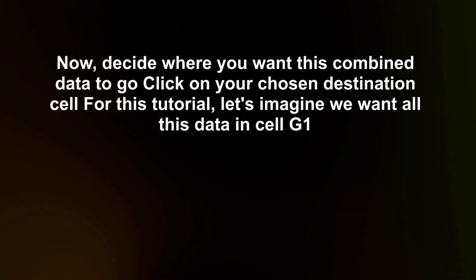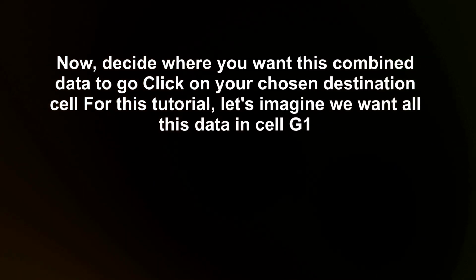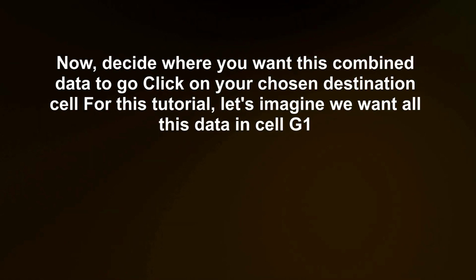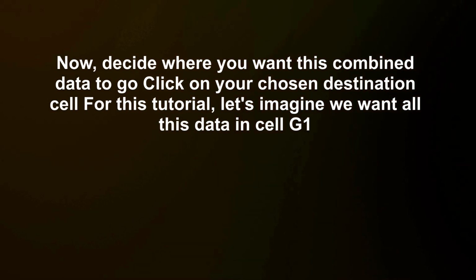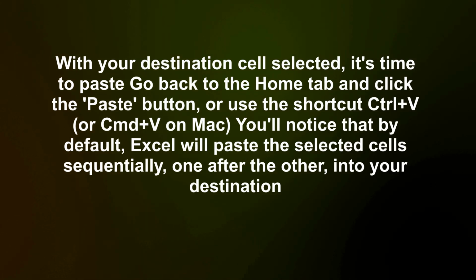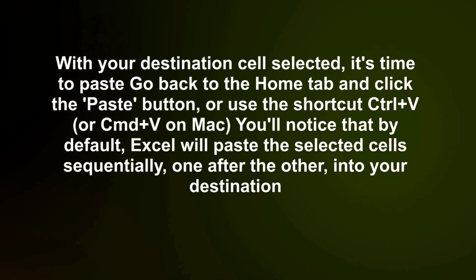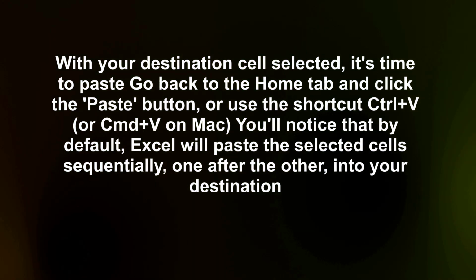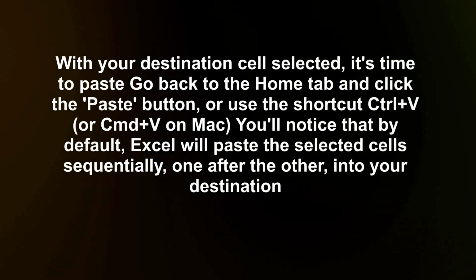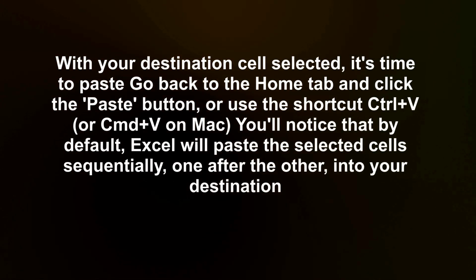Now, decide where you want this combined data to go. Click on your chosen destination cell. For this tutorial, let's imagine we want all this data in cell G1. With your destination cell selected, it's time to paste. Go back to the Home tab and click the Paste button, or use the shortcut Ctrl+V, or CMD+V on Mac.